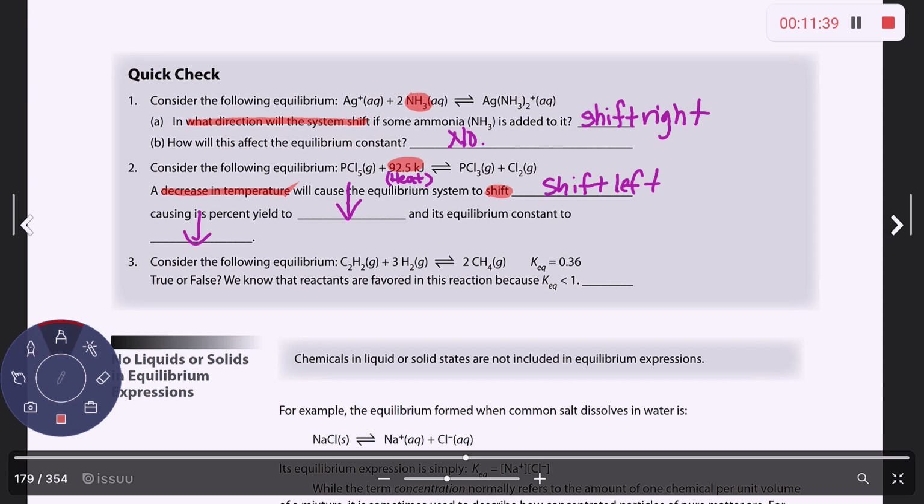Number 3, consider the following. True or false? We know that reactants are favored in this reaction because your equilibrium constant is less than 1. It's false.